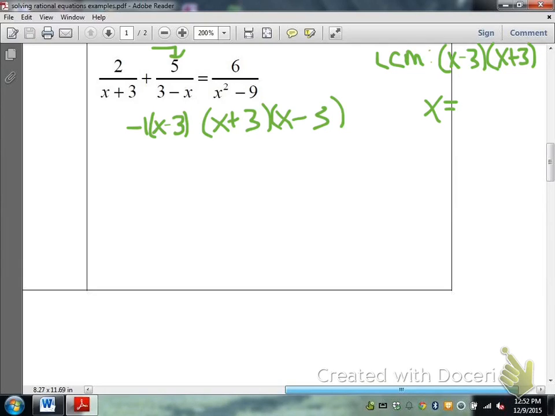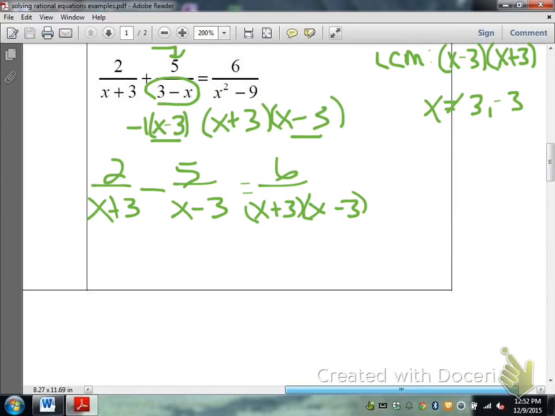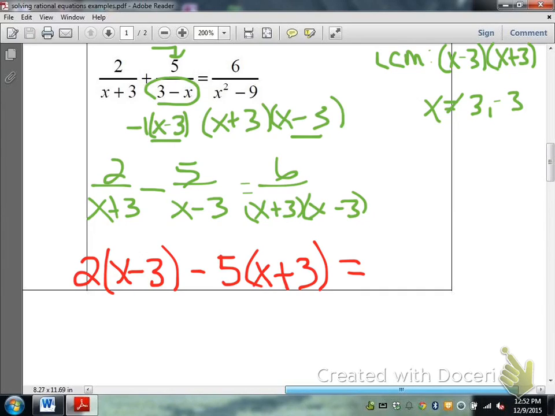Okay. Ladies and gentlemen, hang on. What can x not equal? 3 and negative 3. Very good. All right, ladies and gentlemen, for our first term, what is the factor of the least common multiple that it doesn't have? So it's going to be 2 times x minus 3. What does the second term not have? Very good. What does the last term not have? Nothing. It would just be 6.